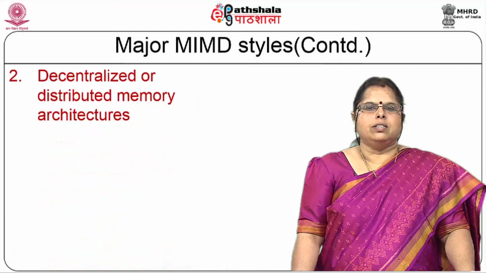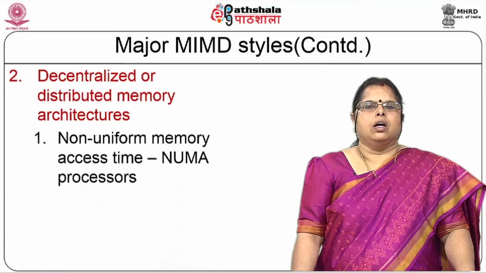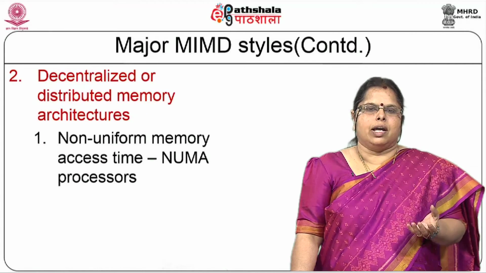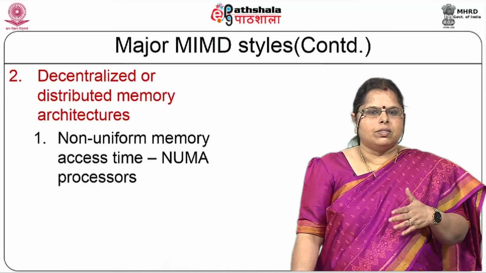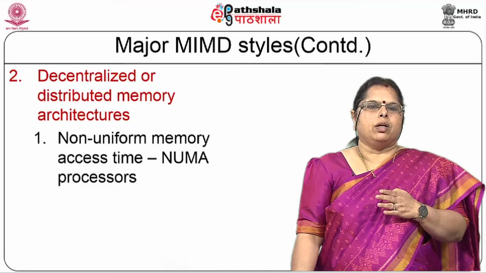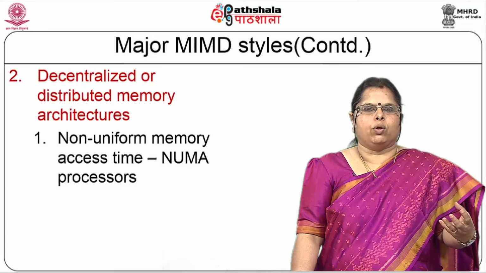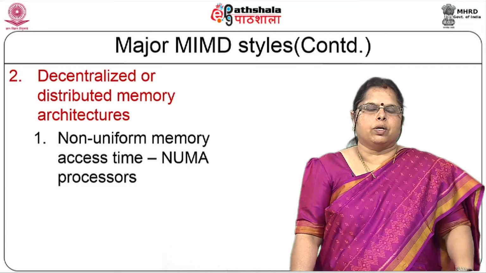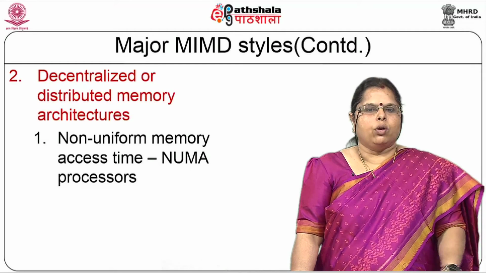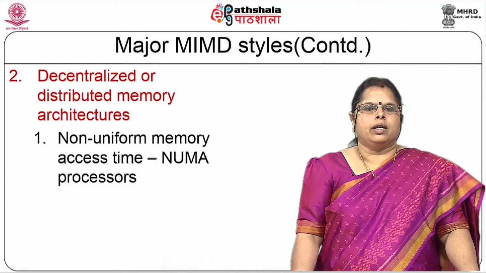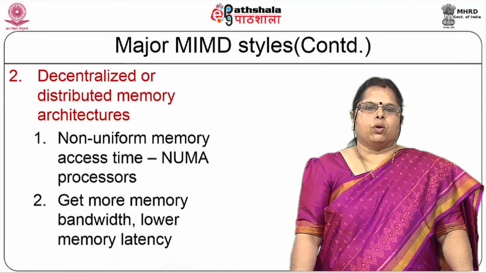The other one is the decentralized or distributed memory architecture. In this case the memory is still shared, but you distribute the memory among the various processors. One memory will be local to a particular processor, but remote with respect to some other processor. So you cannot have a uniform memory access time; it has to be a non-uniform memory access time. These processors are called NUMA processors.